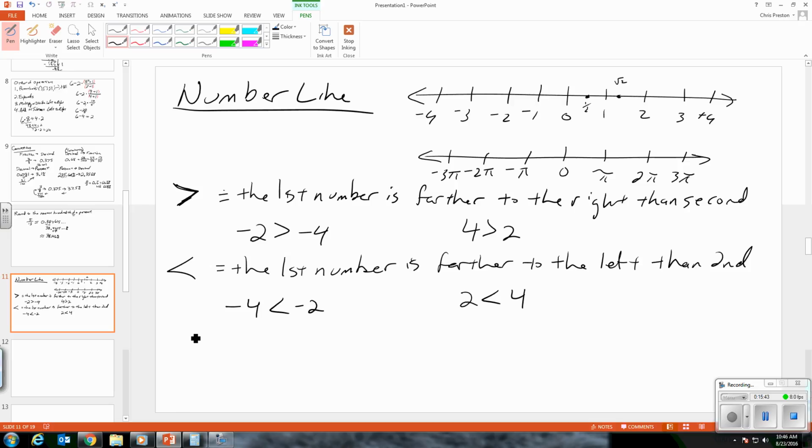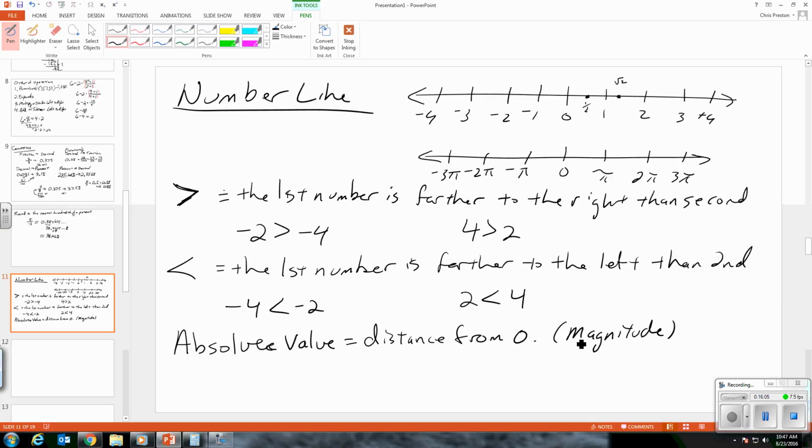And then the last thing we're going to talk about here as a review, absolute value. And again, it's tied to the number line concept. Absolute value is equal to the distance from 0. Sometimes you might hear this referred to as the magnitude. So this is what people a lot of times think about when they look at this first one. I said -2 is greater than -4, and initially they said, what? That doesn't make sense.